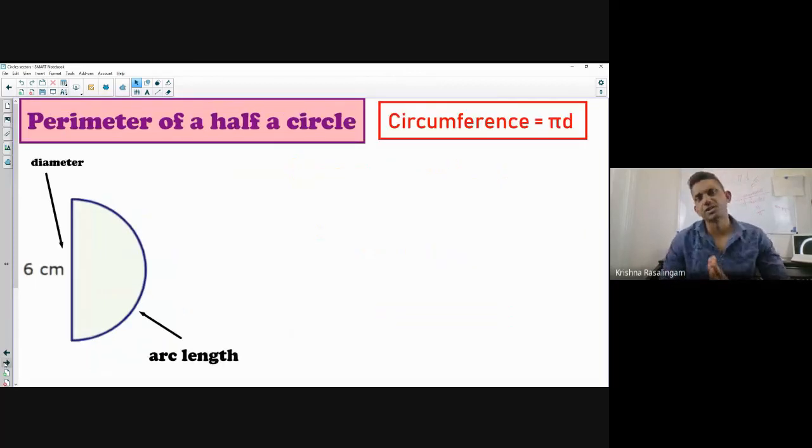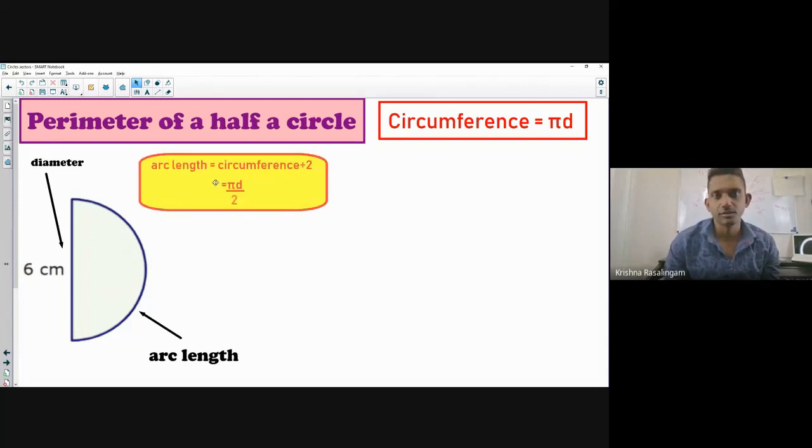All right, so now let's look at the perimeter of a half circle. Now, this is where we have to clear up a few more definitions. So the curve of the half circle is known as the arc length. Yeah, it's on the screen there. So that means to find the arc length of a semicircle, we'd realize that it is half of the circumference of the imaginary whole circle.